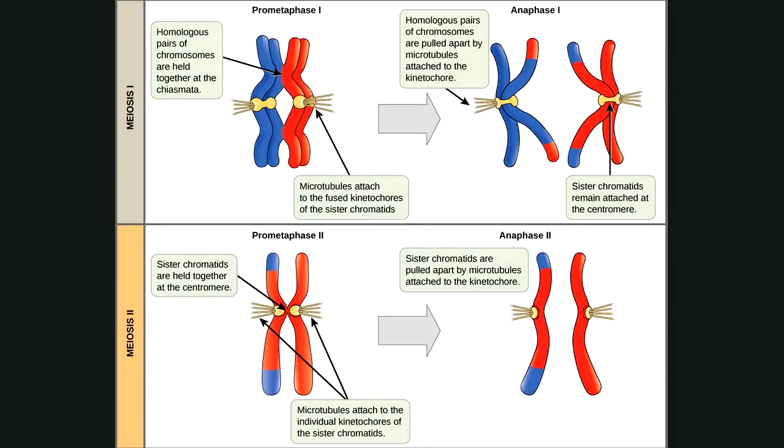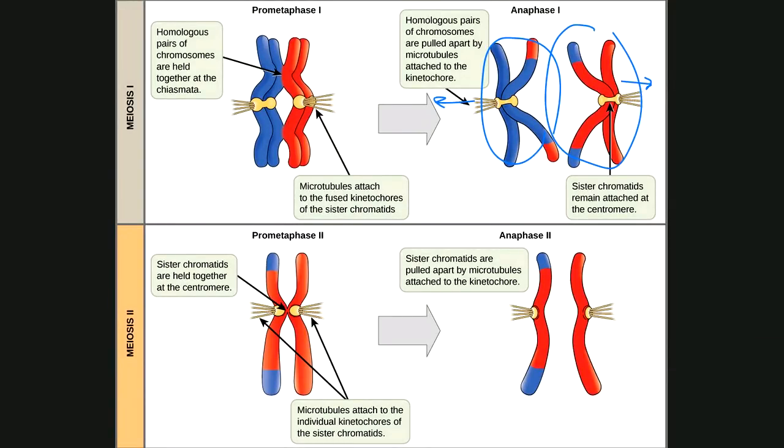So this member of the pair will go one direction, and this member of the pair goes the other direction, right? And those will ultimately end up in the 2 daughter cells. Now, in prometaphase 2, each cell now only has one of the chromosomes, right? The 2 daughter cells each have one.